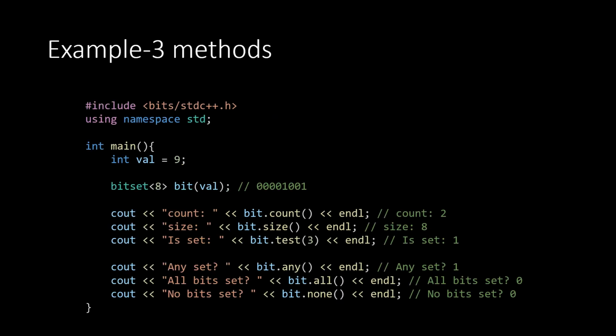Now the third part, the methods. There are lots of methods in the bitset class, so let's discuss them one by one. Consider val is equal to 9, and we pass this val into the constructor, which will convert it into bits. The first method is count. This count method will return the number of set bits. You can see that in 9 there are 2 set bits, so it will return 2. Next one is size. This size method will return the length of the bits value, so it will return 8.